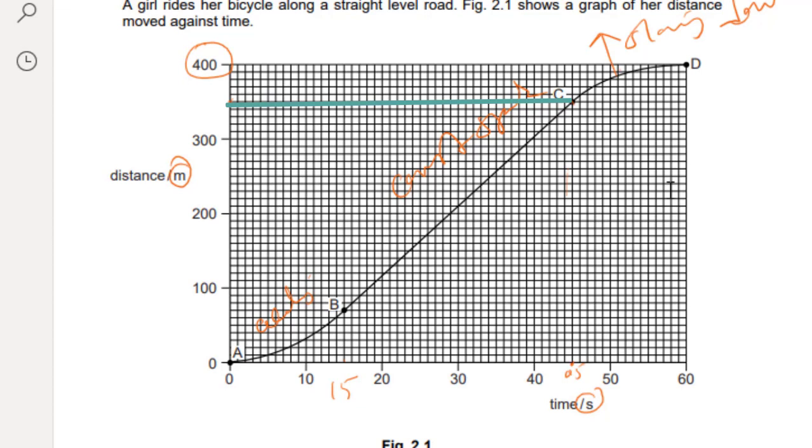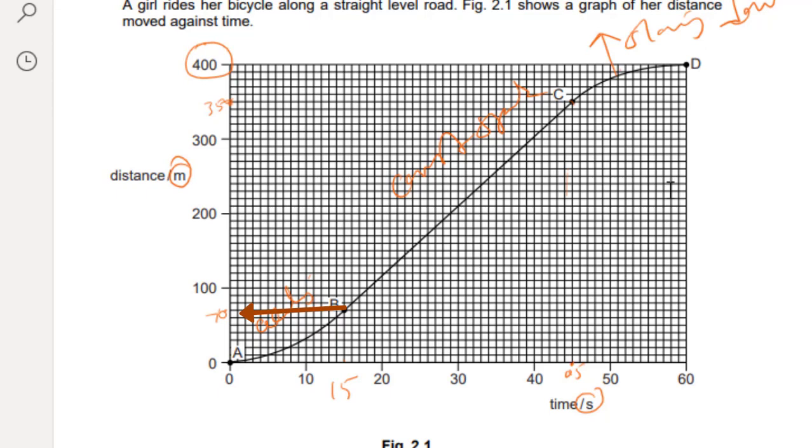So this is 350. Is it 350 or 360? Let's look at it again. 300, that is 310, 20, 30, 40, 50. Okay, so at that point that is 350. Then at point B, if you are able to read the graph, that is this point here. As you can see, this will be 90, 80, 70. So this is 70.